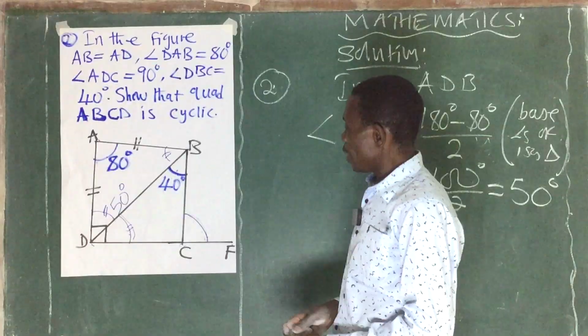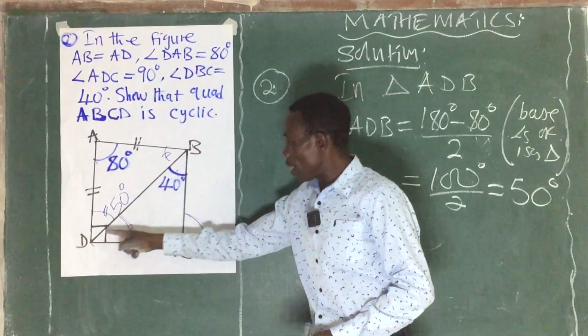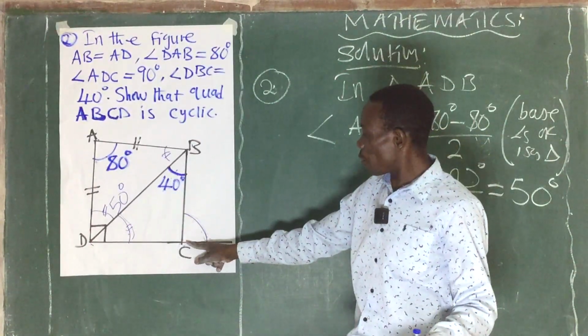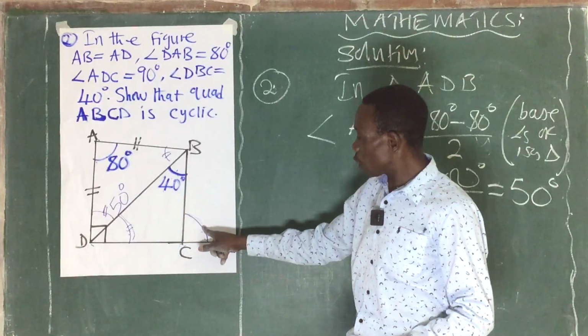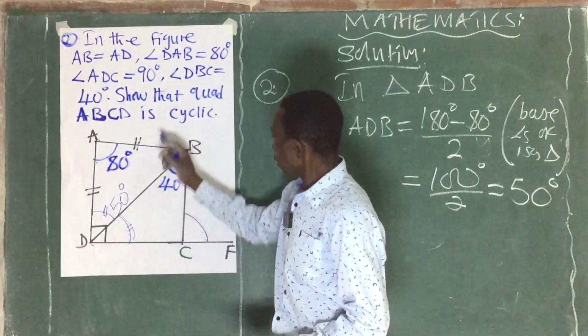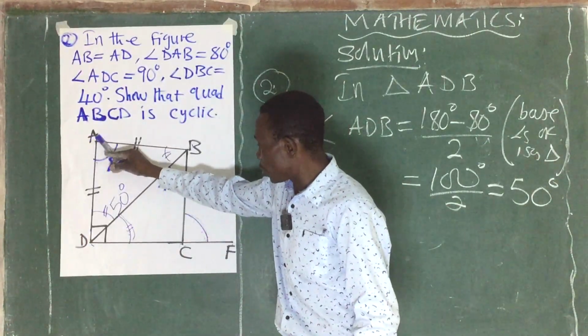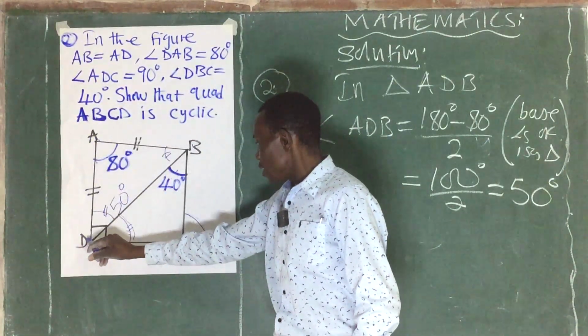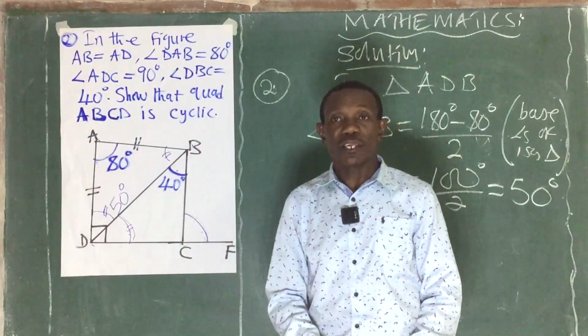Now, in attempt to find the value of BDC, which is a crucial angle here that will take us our way to angle BCF, you can see that here we're already given that the whole of this angle ADC is equal to what?